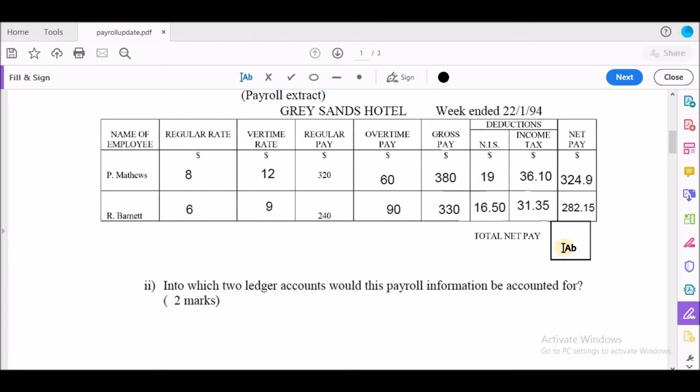Now, to find the total net pay, we're just going to add up those figures there. We're going to take the net pay for both persons and add them together, and that's going to give you $607.05, which is basically signifying the payroll for that week. So for that week, the payroll would have been $607.05.